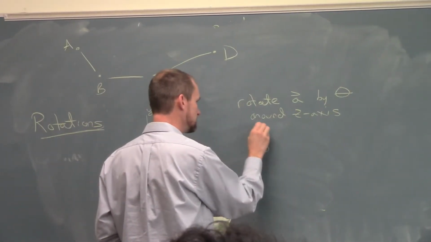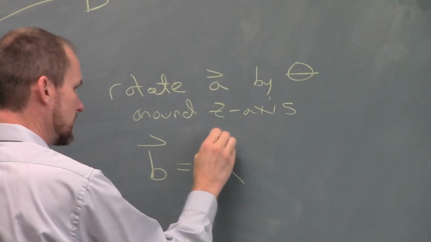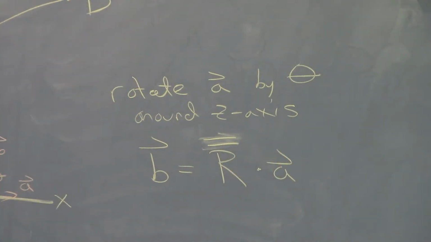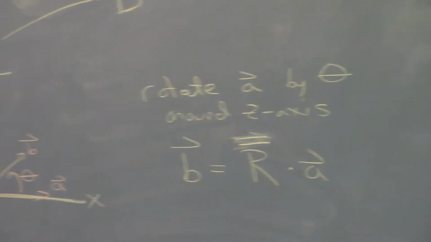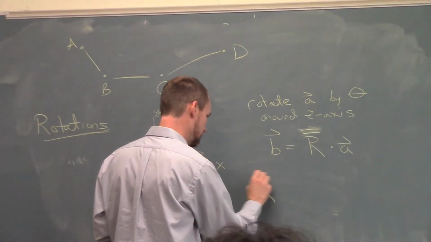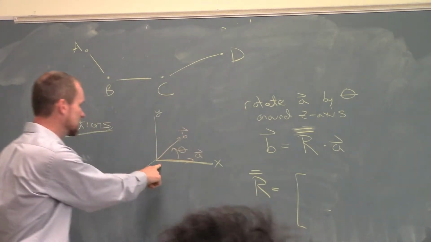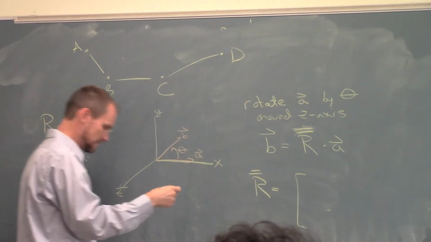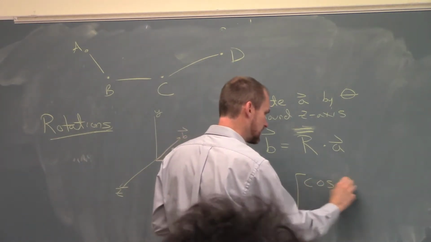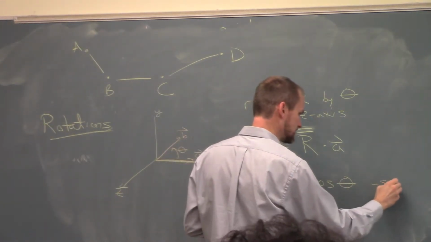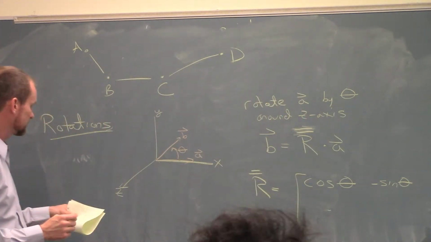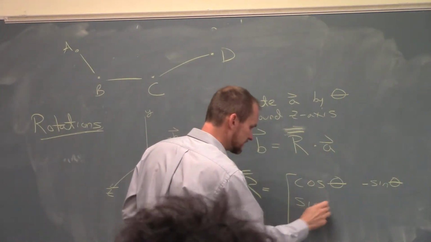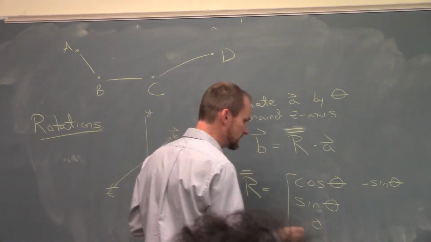To calculate this, b, the new coordinates of b, will be the rotation matrix dotted with vector A. So the rotation matrix is going to be a 3 by 3 matrix. In this case, you could do the math. If you think about A being in the x direction, if I move to B, I'm going to need the cosine and the sine to get the new x and y directions. Cosine theta would give the new x, sine theta would give the new y, and 0 would be the new z.